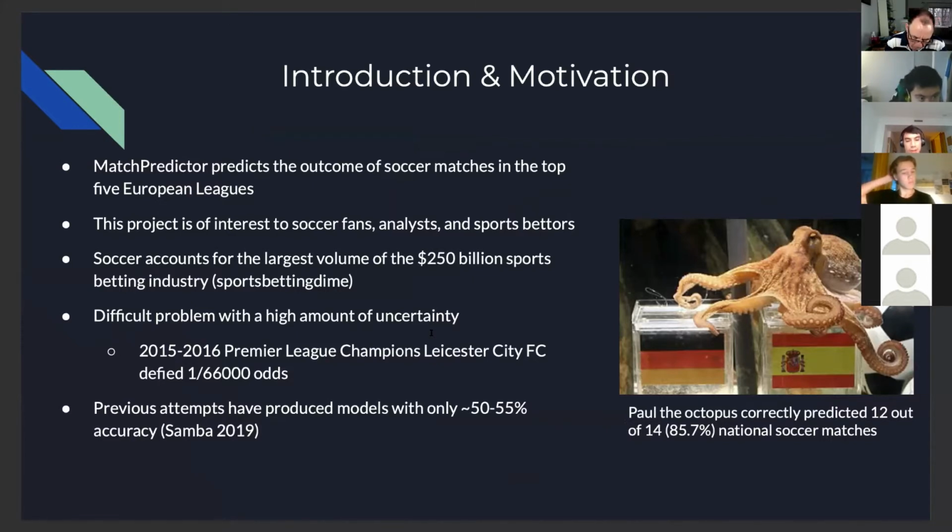We thought this was an interesting project because soccer accounts for the largest volume of the sports betting industry, and it's something that's very unpredictable. For example, Leicester City defied 66,000 to 1 odds in 2016 to win the Premier League, and previous attempts at this problem weren't very successful, with only 50 to 55% accuracy. Next slide.